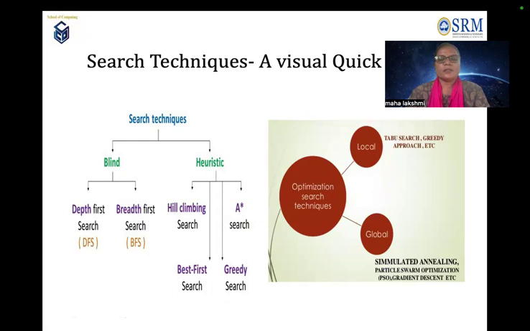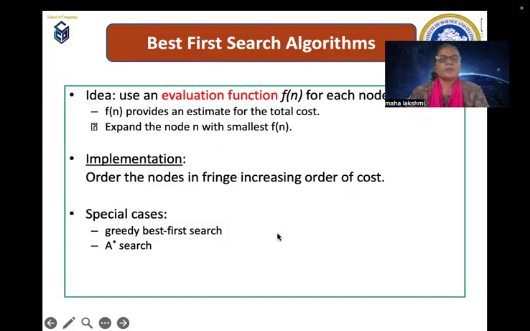Now, if you see the visual quick look at searching techniques, we already know that in searching techniques we have two major types, blind and heuristic. In blind, we have two types, and in heuristic, we have four types of algorithms. Best first search uses an evaluation function for each node, and f of n provides an estimated total cost. Expand the node n with the smallest f of n. How it is implemented is to order the nodes in the fringe in increasing order of cost, that is, ascending order.